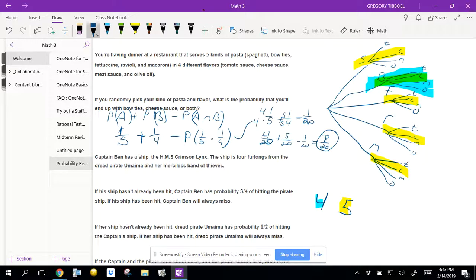Now we have one problem though. Do you see that I counted this guy here once as a bow tie and I counted it for cheese sauce? So he got counted twice. He really only needs to be counted once, right? Because that's your both option. He exists, but he doesn't exist twice. He doesn't have twice the probability of happening. He's only one line on my graph. So we have to subtract him out. How many of those guys were there that were both? 1. So we have 4 options and 5 options minus 1, and that gives me 8 out of our total number of lines, which is 20. That's a beautiful thing. And that's how to do number 6.